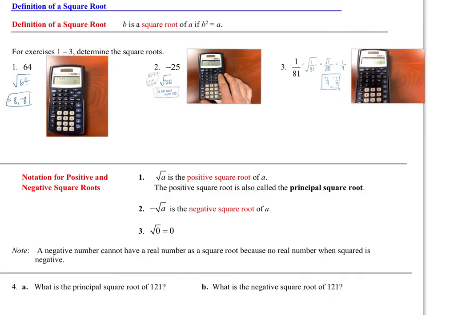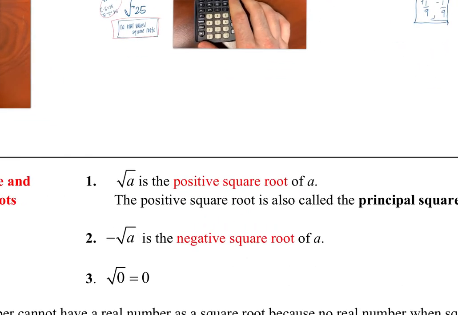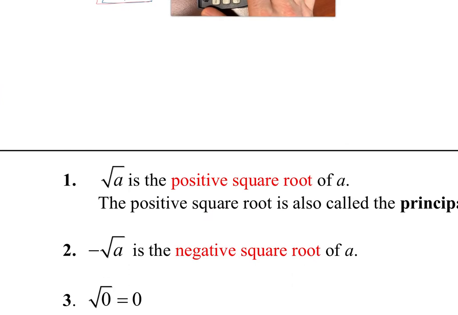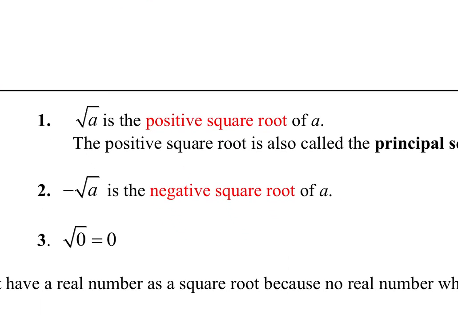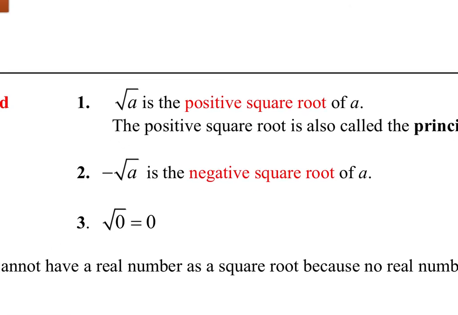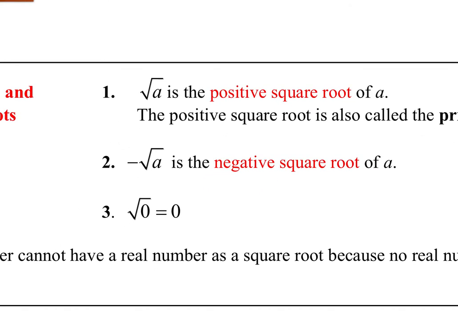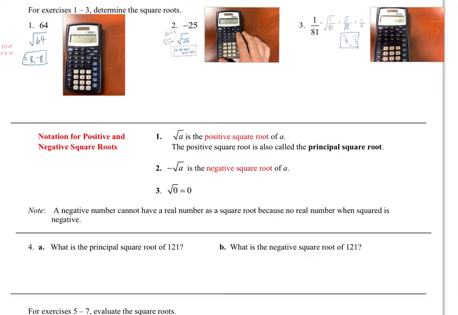So now we get into some notation for positive and negative square roots. I told you, whenever you take that root, it could be the positive or negative version of that number. Well, the positive we call the positive square root of the number, and the negative we call the negative square root. And then the square root of 0 is 0. It's neither positive nor negative. So let's do some practice with these. It's not bad at all.